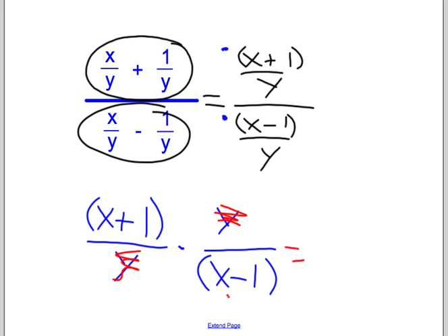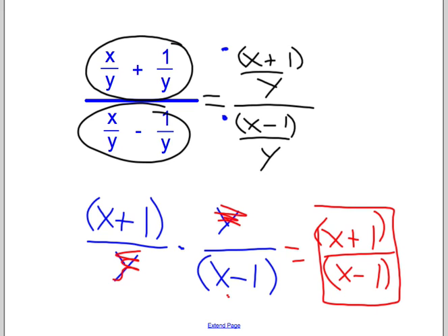So at this point then it's just x plus 1 over x minus 1. And if you want to put it in parentheses or leave the parentheses off, it doesn't matter in your final answer. That is as far as we can go on that problem. We took it from a complex form to a basic fraction form.